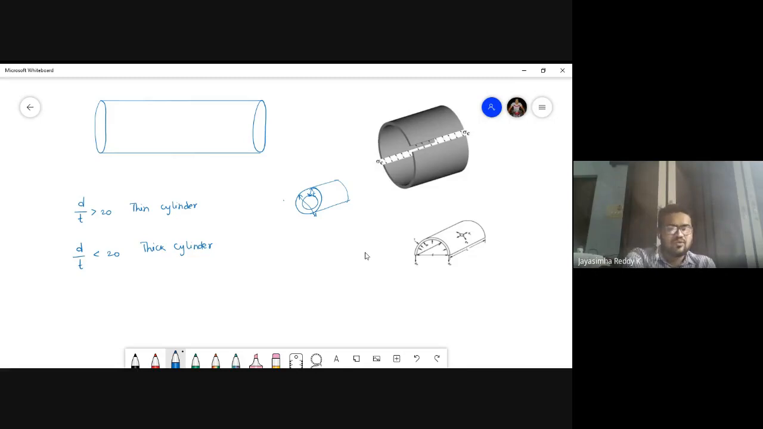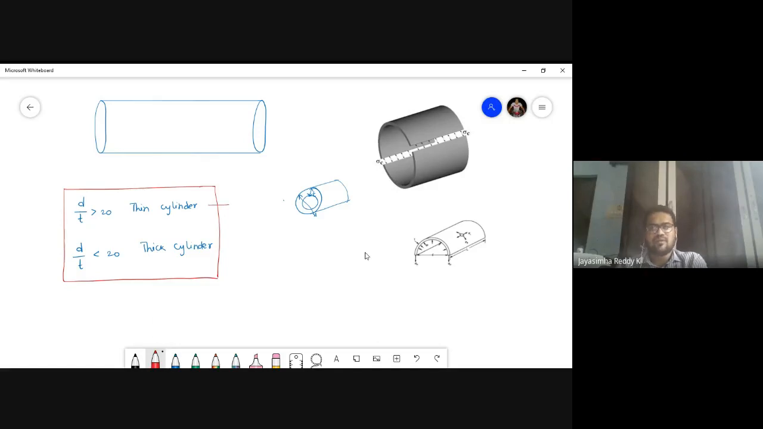So for engineering analysis purposes, the cylinders are classified into two types: thin cylinders and thick cylinders. When do we call it a thin cylinder? If the diameter to thickness ratio is greater than 20, we call it a thin cylinder. Is it clear, students?